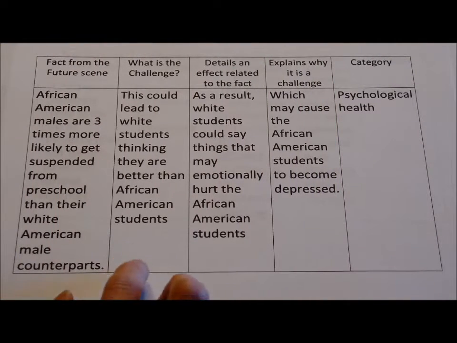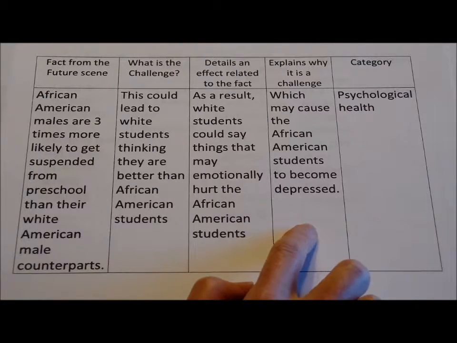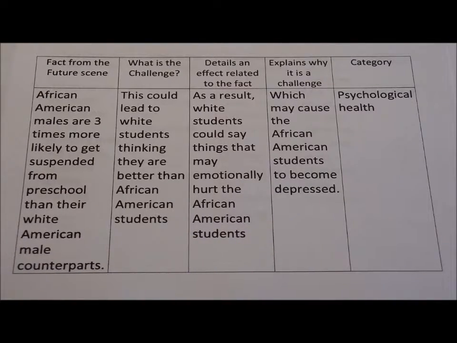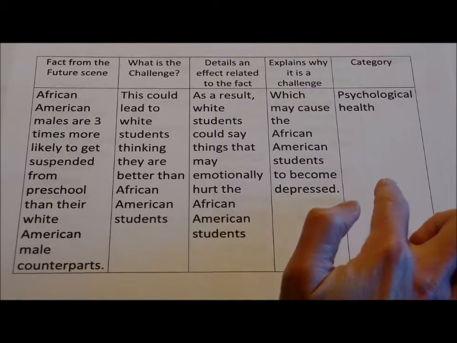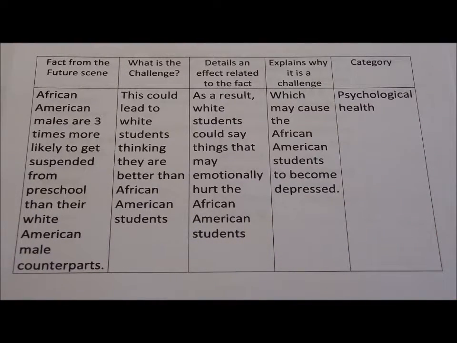Going from that, now I fill in these other 3, always keeping in mind that my end result should tie to psychological health. So we've come up with this could lead to white students thinking they are better than African American students. As a result, white students could say things that may emotionally hurt the African American students, which may cause the African American students to become depressed. So being depressed would be a psychological health issue.